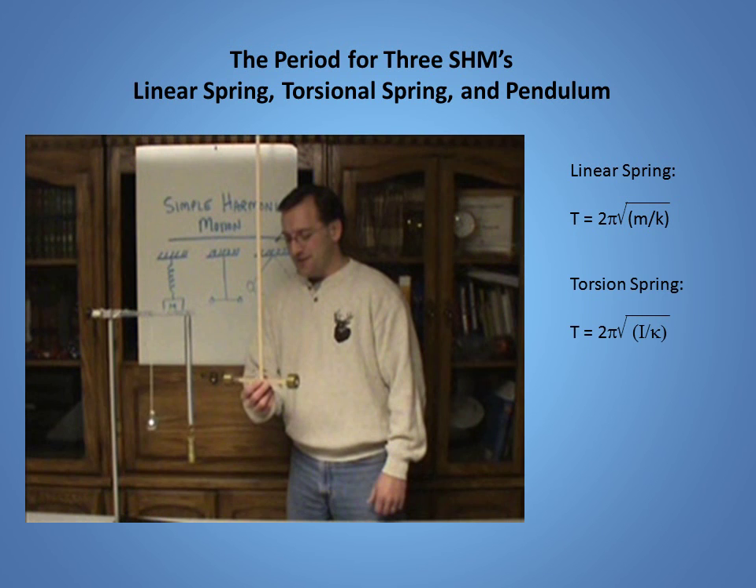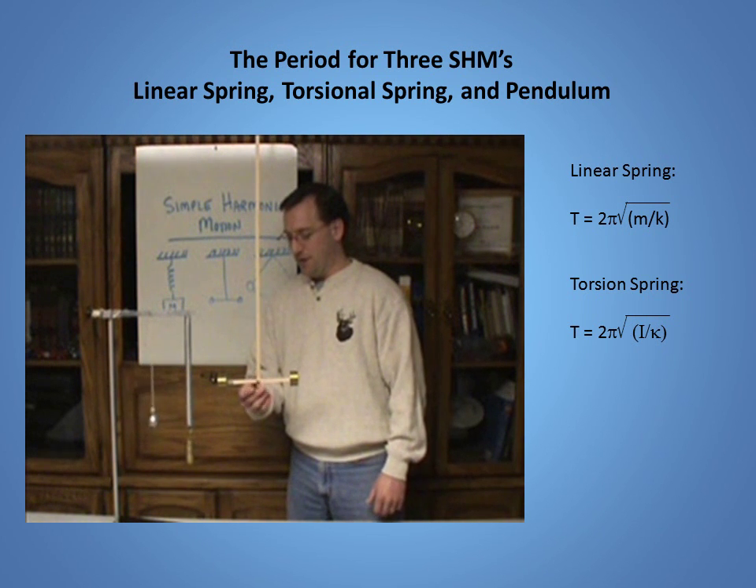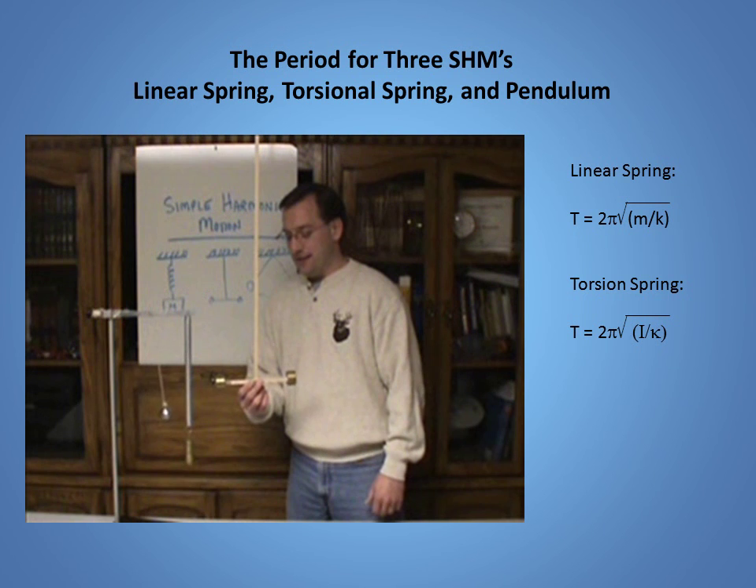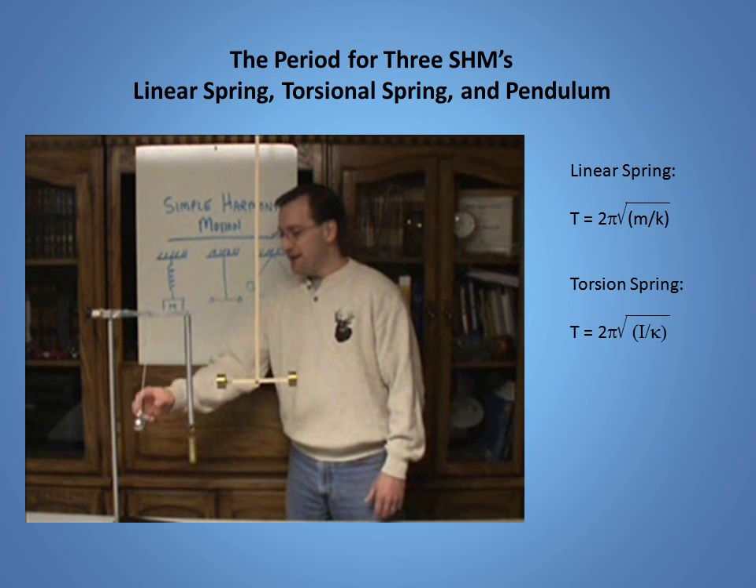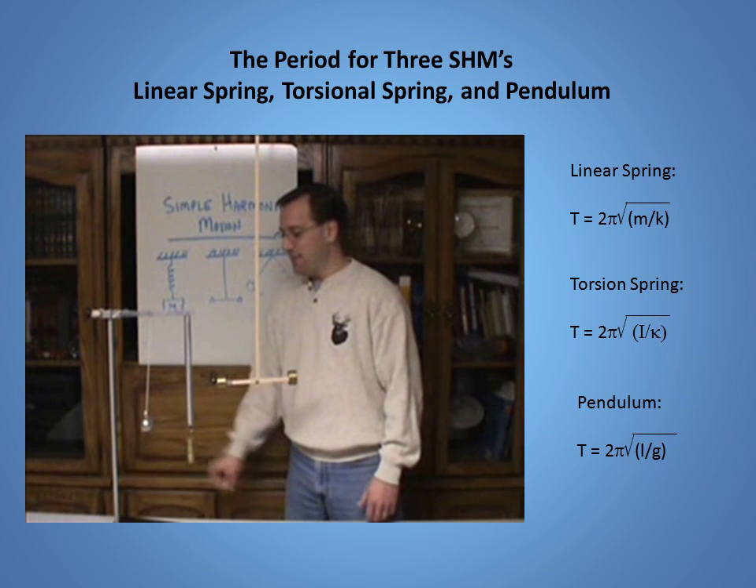The torsion pendulum, or the torsion spring, is very similar. It's found by 2 pi times the square root of I over kappa, where I is the moment of inertia. That's the mass synonymous quantity in rotation. And we also have kappa, which is the spring constant for a torsion spring. The regular pendulum, which is a mass at the end of a string, we've got its period is equal to 2 pi times the square root of L over g.